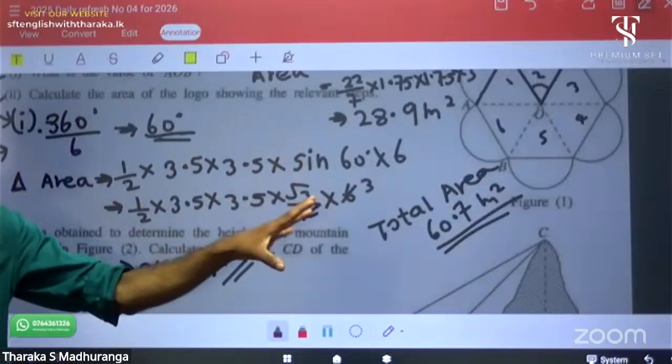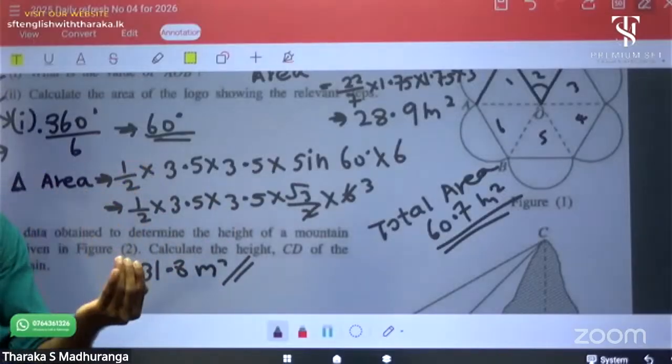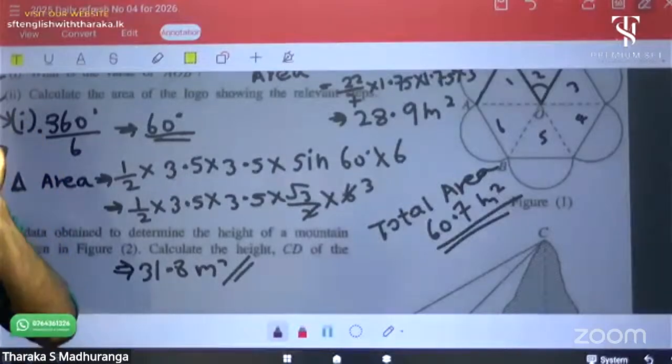This type of answer you can get marks. You will have marks if you got an answer from 60.5 to 60.9. No issue. Happy?